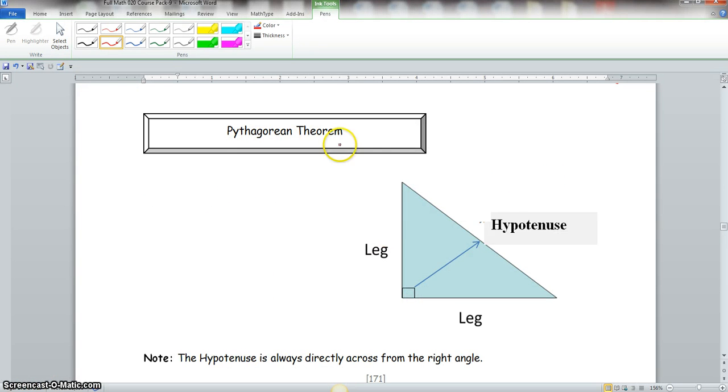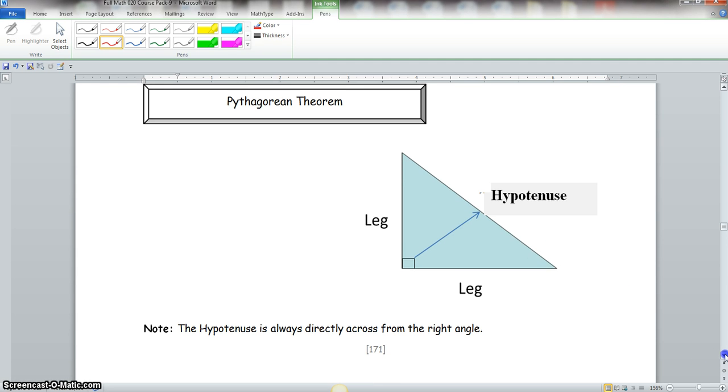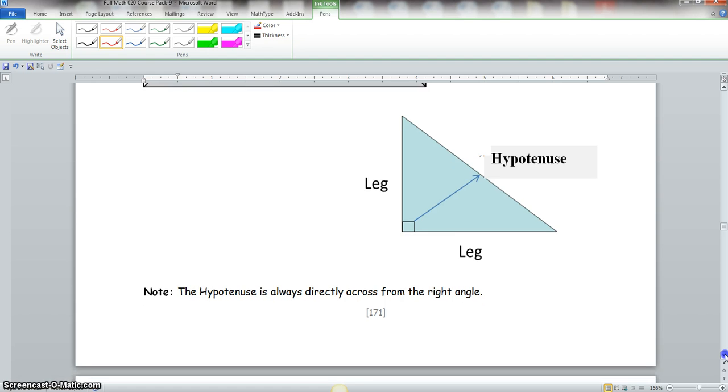Next, we have the Pythagorean theorem. Now, if you notice here, this is what we call a right triangle. It has a right angle, which is a 90-degree angle. And we have two sides that are considered to be the legs and one side considered to be the hypotenuse. Now note, the hypotenuse is always directly across from the right angle. So directly across from this right angle is your hypotenuse. And your hypotenuse is always the longest side.